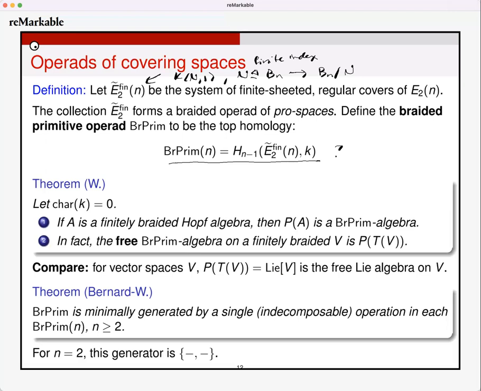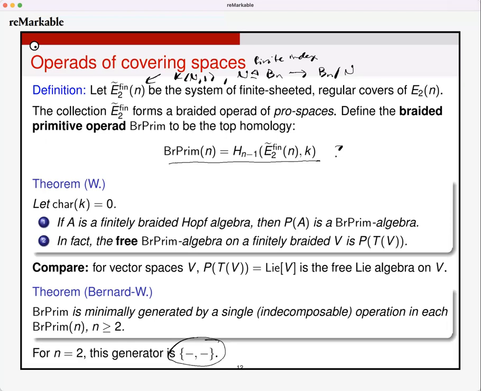In particular, you might hope that it is generated by this brace that we drew, that we described last time, just as the Lie operad is certainly generated by the bracket. Unfortunately, that's not true. Something that Callista and I have found fairly recently is that if you look at the minimal set of generators of the operad Bur prim as a braided operad, it has a new generator in every arity greater than or equal to 2.